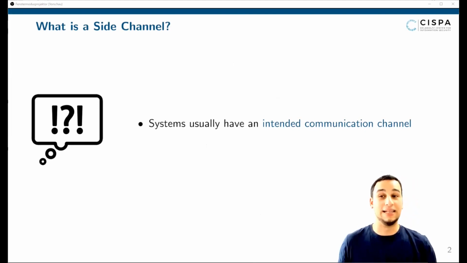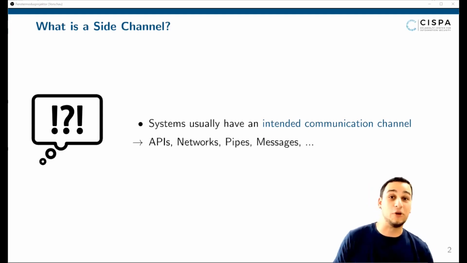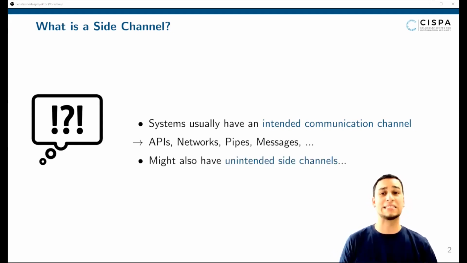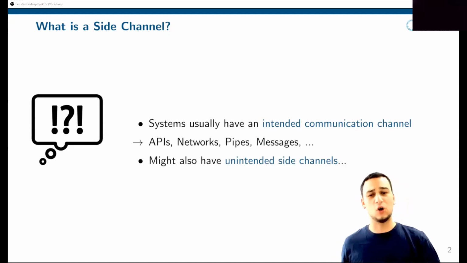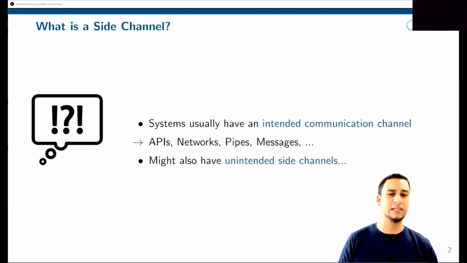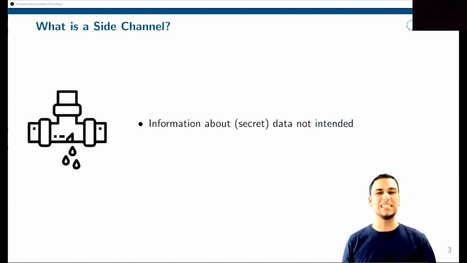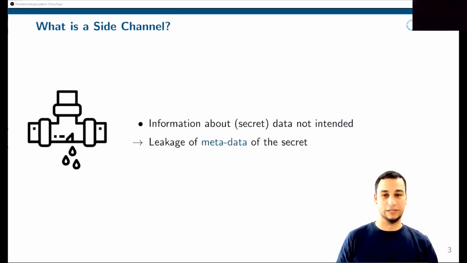So first of all, let me start with a definition of what is a side channel. We're going to use side channels for transient execution attacks. Typically, if we talk about a system, then we have some intended communication channels. We want to communicate on our systems. We have APIs, networks, pipes, messages, shared memory, files, and so on. All of these things are intended to communicate. But we might also have some unintended side channels that we did not think of when we implemented our program. And these unintended side channels, they might even leak data that's not intended to leak.